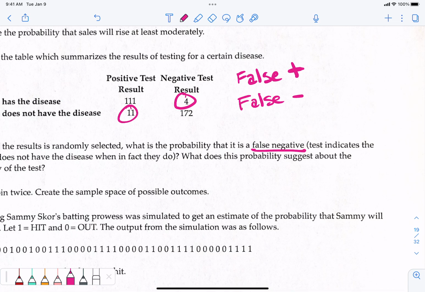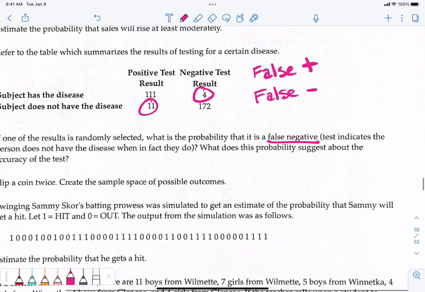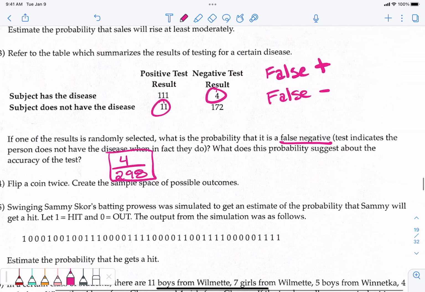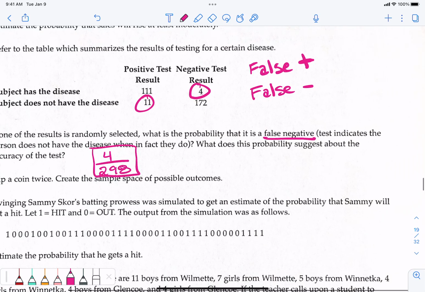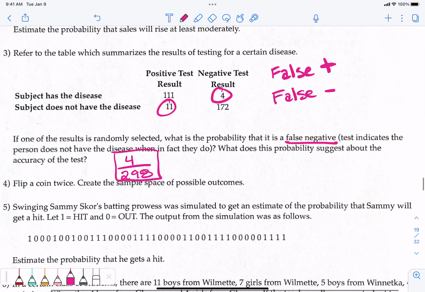We've already identified the false negatives. There are 4 false negatives out of 298. Then they ask me another question. Be careful for the double questions. What does this probability suggest about the accuracy of the test? If there's double questions, can it count as 2 points? Yeah. I mean, unless you get them both wrong and then you're double screwed. No, I like probability.